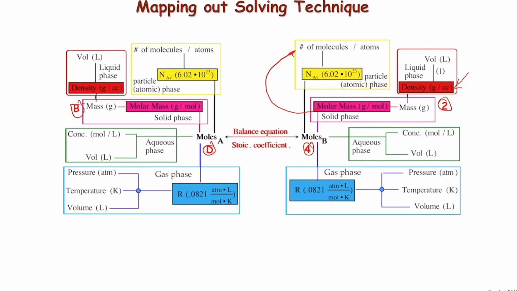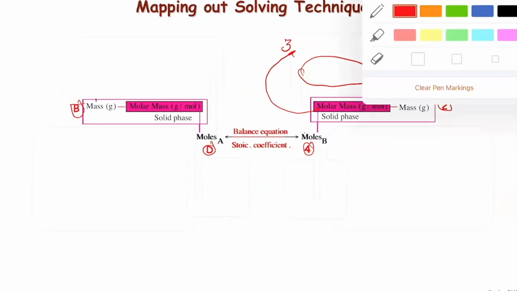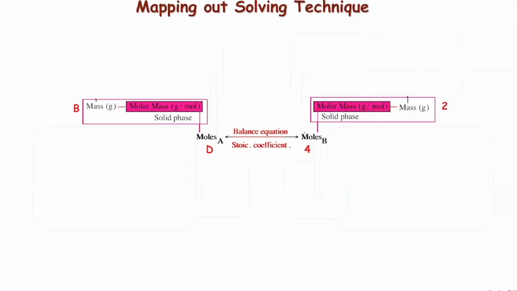You go from 4 to whatever this number is. I think this is number 3, and you're using these guys as your stepping stone, your conversion factors. Oh, this is just a summary of what we did. B to D, D to 4, 4 to 2. That's basically what we did in our previous problem.